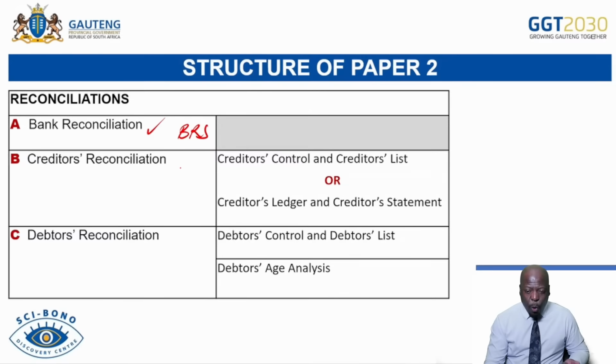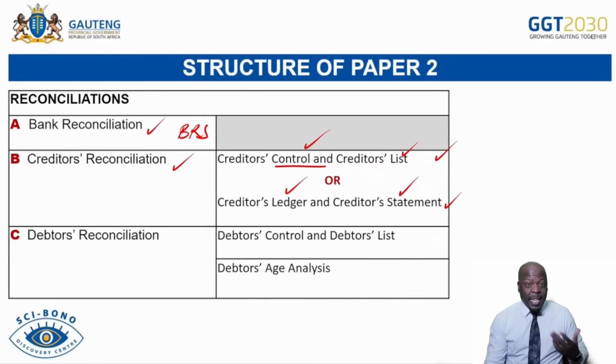And there is also what we call the creditors reconciliation. And on the creditors reconciliation, there are two different types of reconciliations. There's the one with the control, and there's the one with the ledger or the statement. And in today's lesson, I'm going to do both, where you have the control and the list, and where you have the ledger and the statement, so that I can just remind you of these different types of reconciliations. I am going to do both of them together with you. Debtors reconciliation, very key that you go through these ones. But today, due to time, I'm not going to cover your debtors reconciliation.